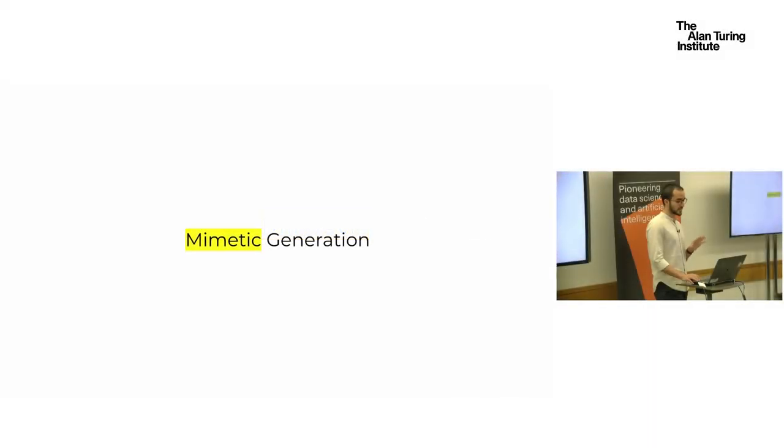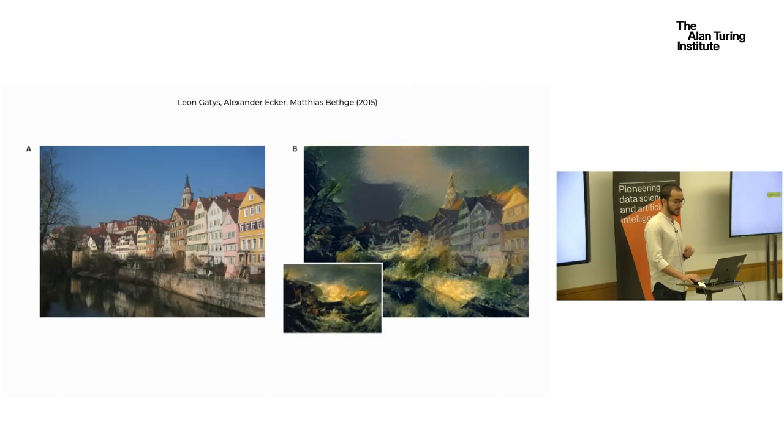I'm going to call this mimetic generation. This is a name that I came up with by myself. I'm sure you've seen this before. This is style transfer. And I think it's an example of how you can learn that kind of distribution generation.